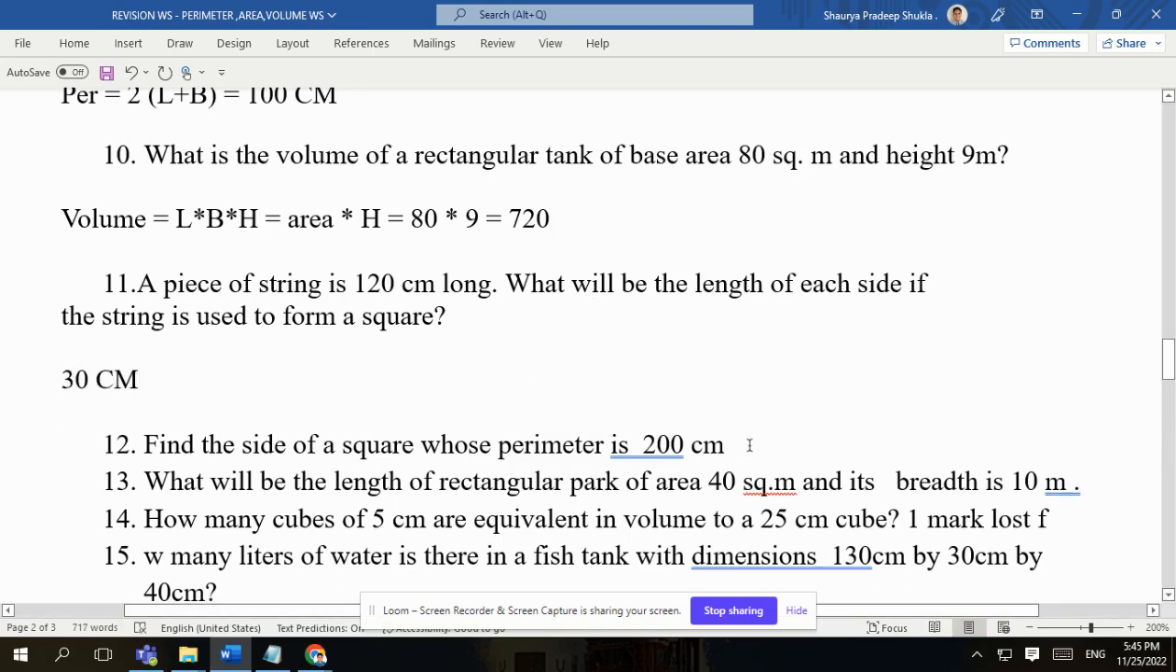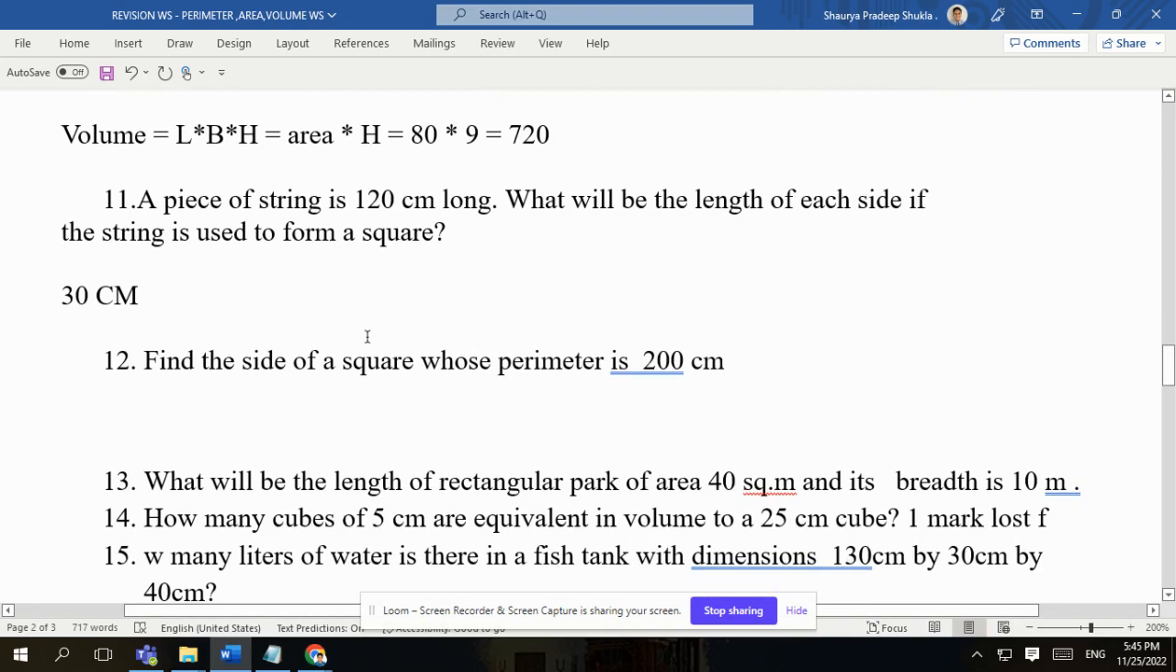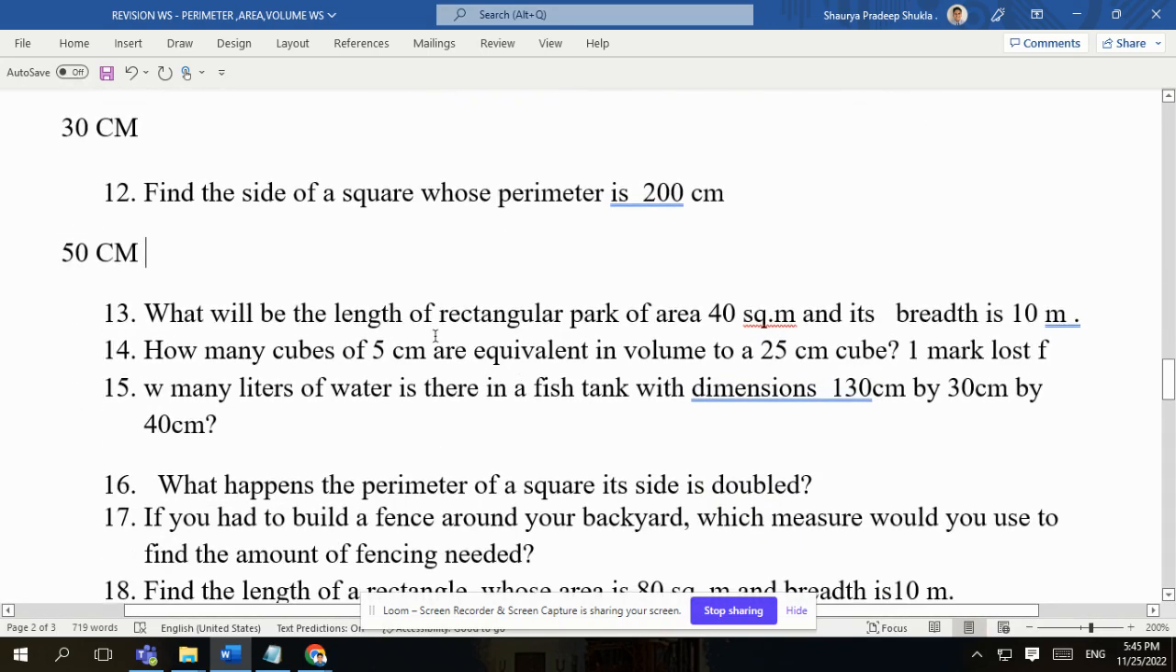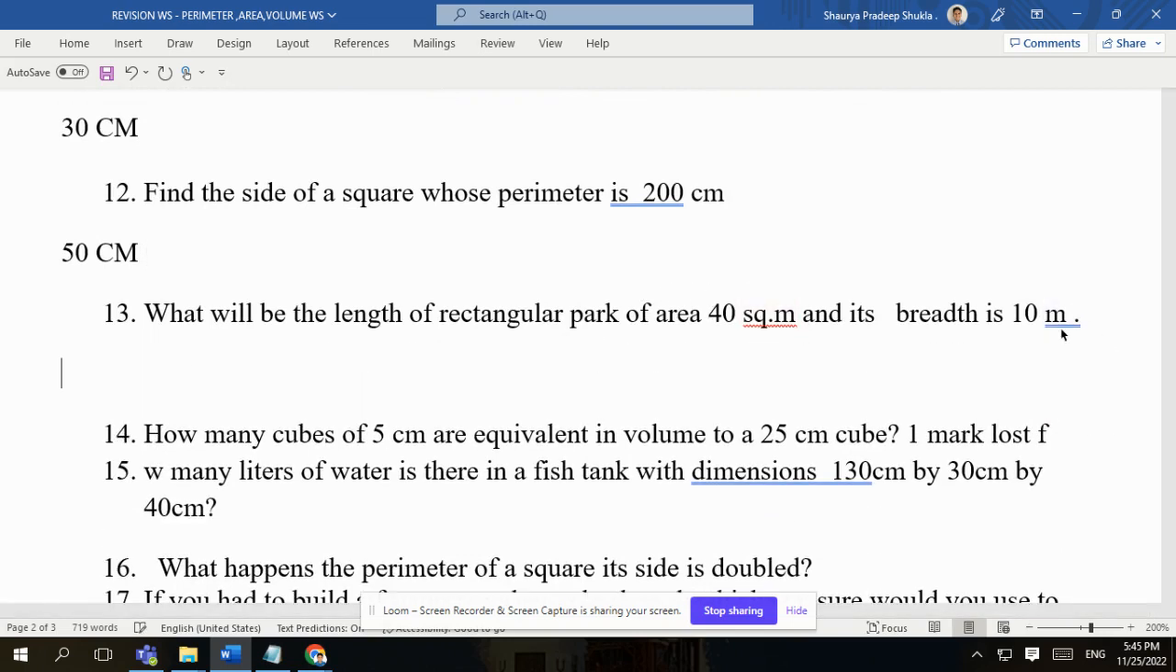Next one. Find the side of a square whose perimeter is 200 centimeter. That means 200 divided by 4, that would be 50 centimeter. So the answer here will be 50 centimeter. Very easy. Okay, what will be the length of the rectangular park? Area is this and the breadth is this. Very simple formula. That is 40 divided by 10. The answer is 4 meter. Clear? Okay.